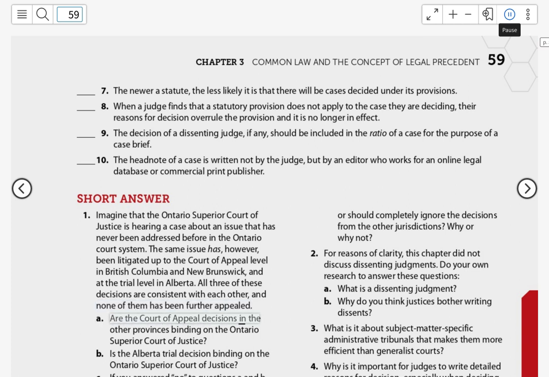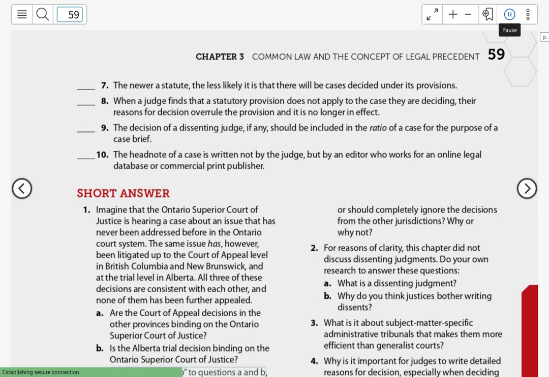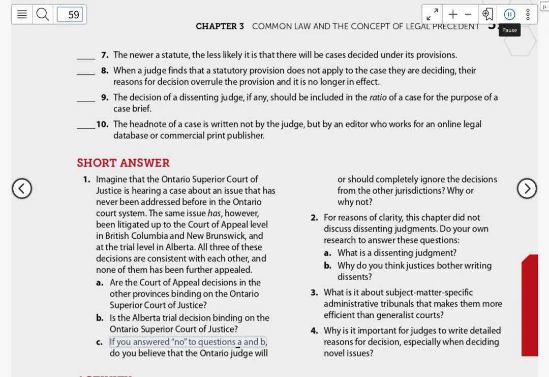A. Are the Court of Appeal decisions in the other provinces binding on the Ontario Superior Court of Justice? B. Is the Alberta trial decision binding on the Ontario Superior Court of Justice? C. If you answered no to questions A and B, do you believe that the Ontario judge will or should completely ignore the decisions from the other jurisdictions? Why or why not?